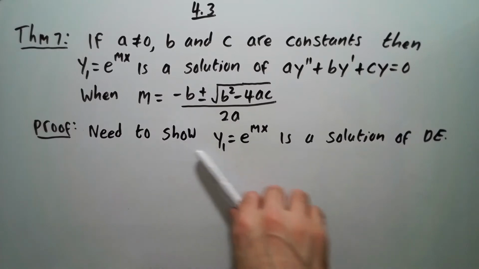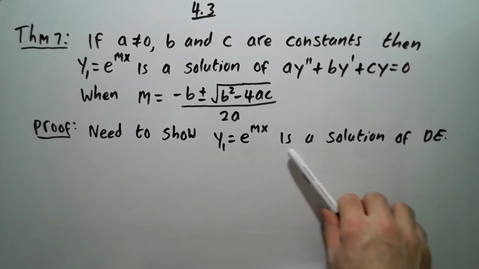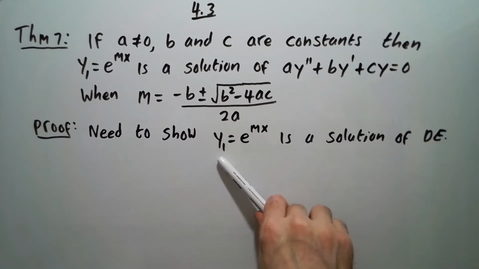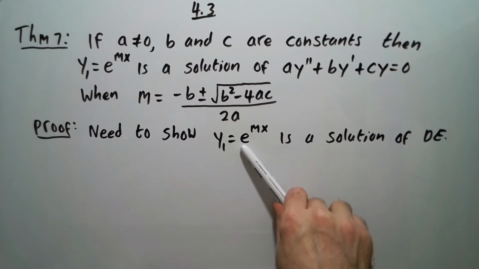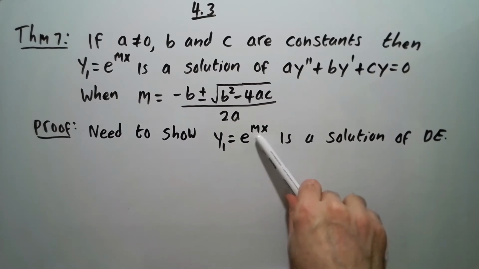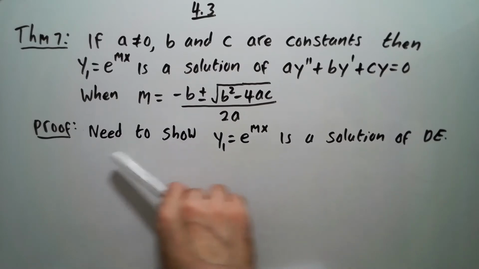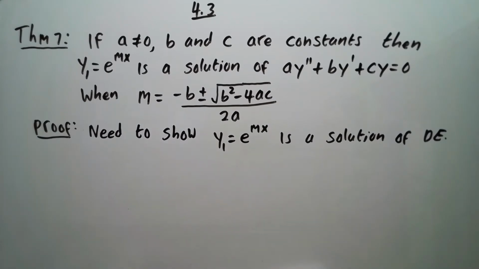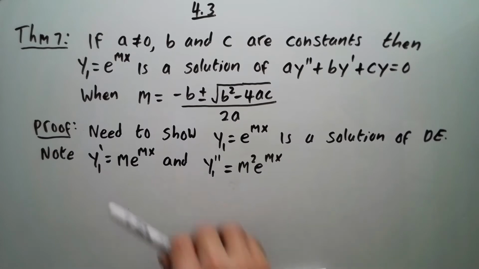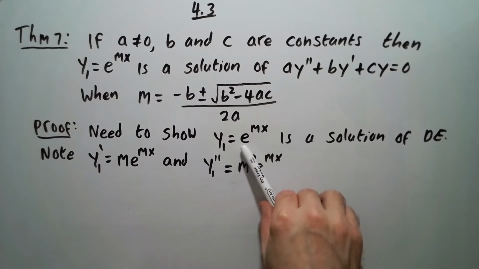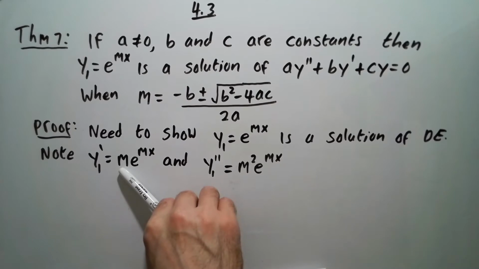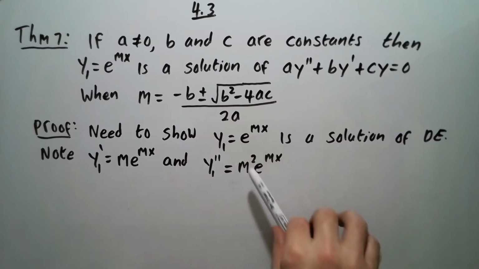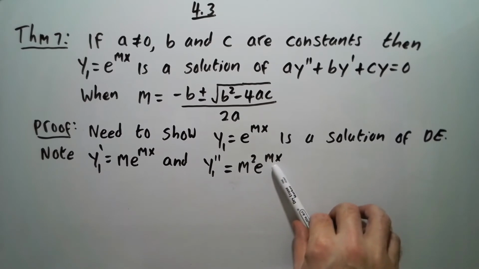Okay, so we need to show then that y1 equals e to the mx is a solution of this differential equation. So let's look at the first and second derivative. You're taking the derivative of e, so it'll be itself times the derivative of the top part here. So let's write y1 prime and y1 double prime here. Our y1 prime, again, will be the derivative of e, itself, times the derivative of mx, which is just m. And then y1 double prime would be another m times this. That'll be m squared e to the mx.